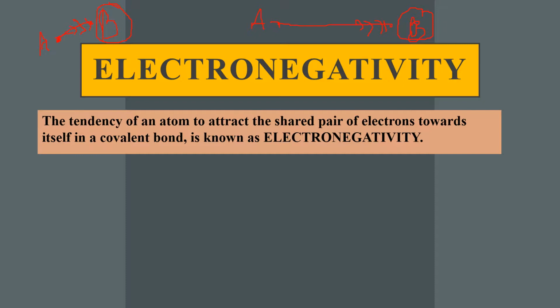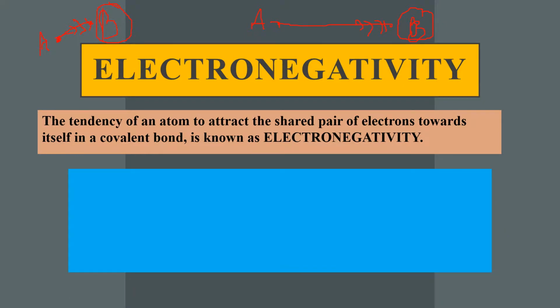So that means that atom which shares the electron, which attracts the shared electron pair towards itself, that will be more electronegative, and the atom from which the shared electron pairs are being attracted by the other atom, that atom is known as electropositive atom. Now let's check the variation of electronegativity in a period and in a group.